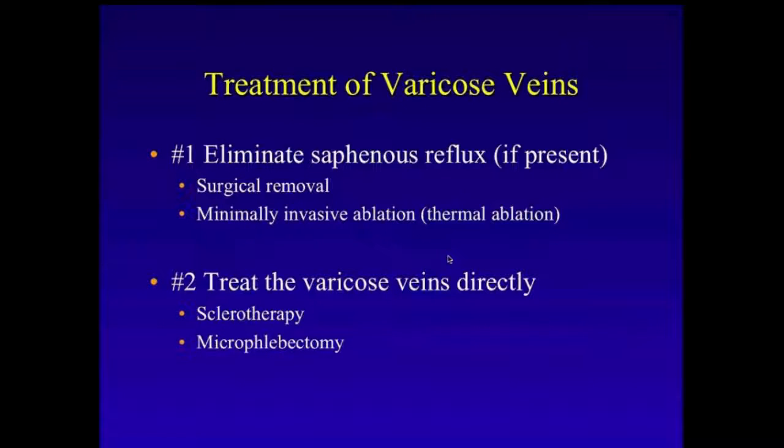So when we treat varicose veins, what are we doing? We're looking to reduce the venous hypertension. And so with our ultrasound exam, we've looked for saphenous vein reflux, and if we find it, we're going to want to treat that first. When that's completed, or if that didn't really exist in the first place, then we can move to step 2, which is to get rid of the varicose veins directly, either with sclerotherapy or microphlebectomy.